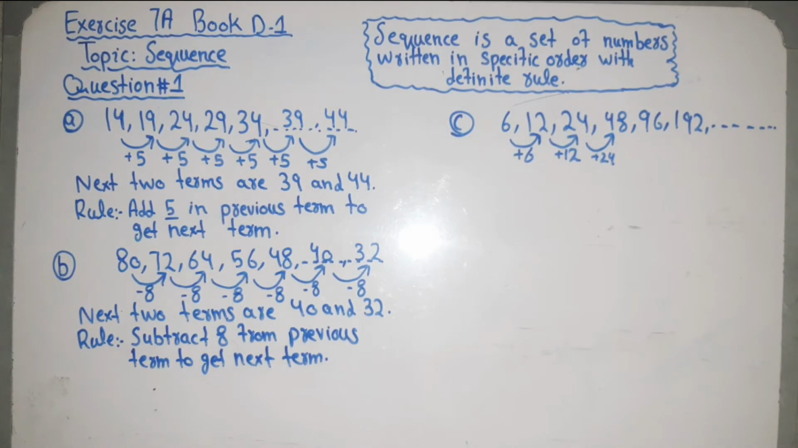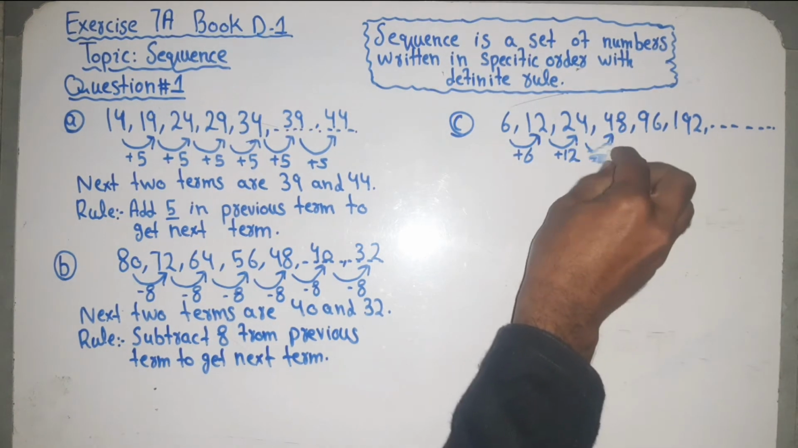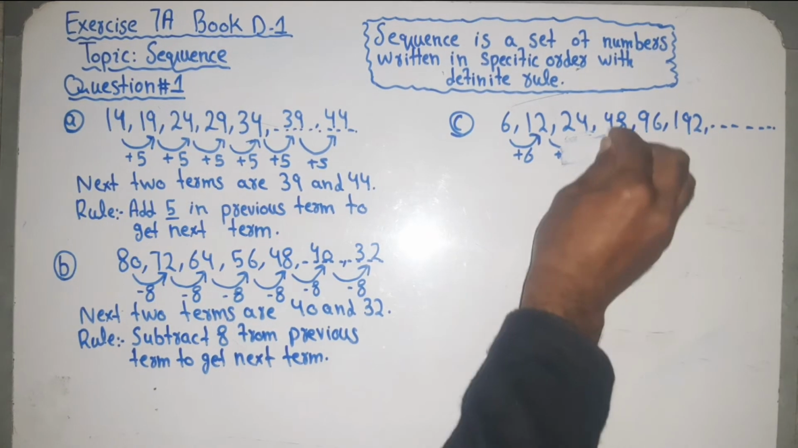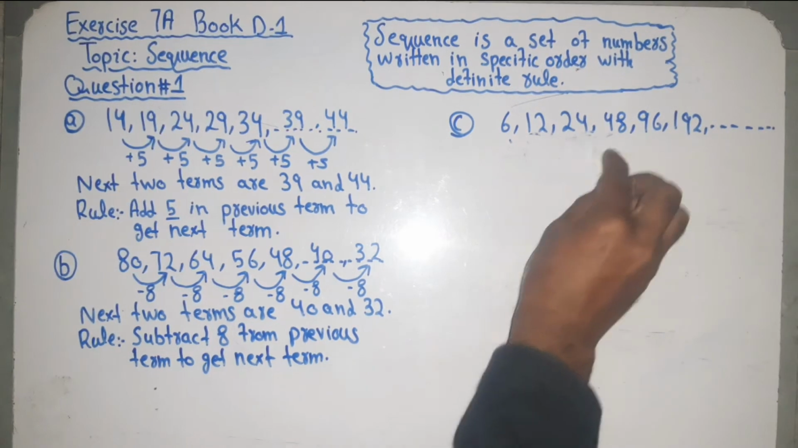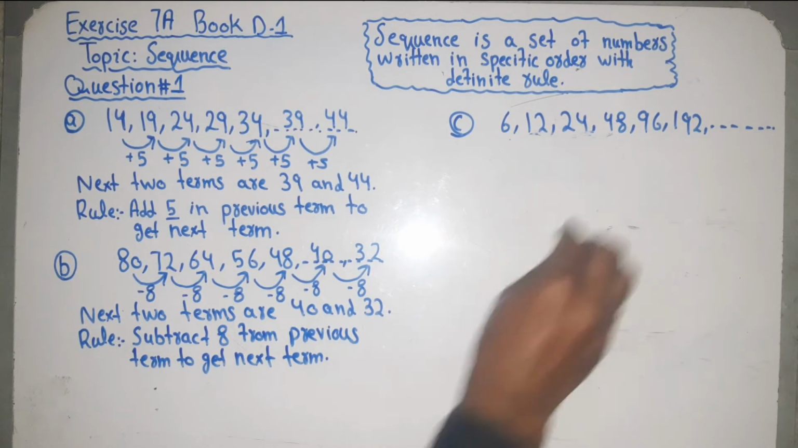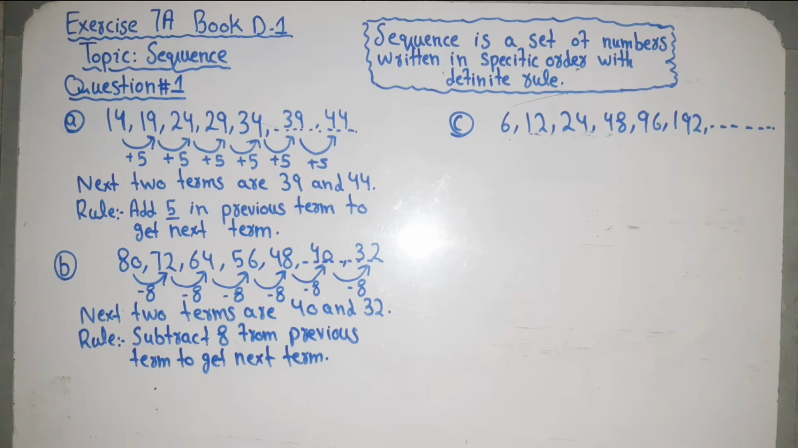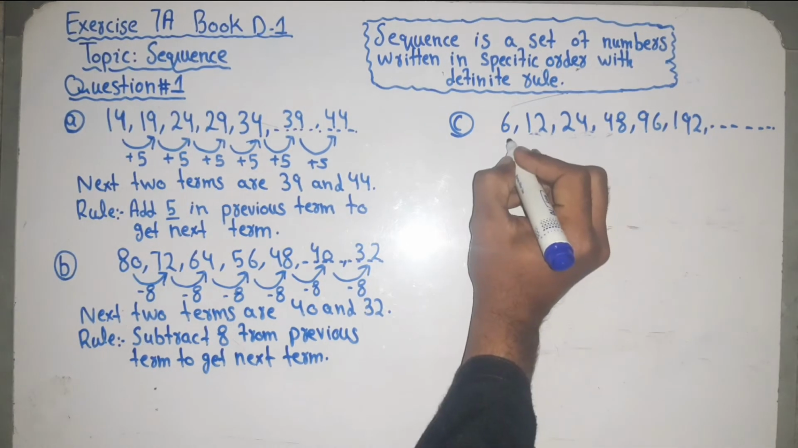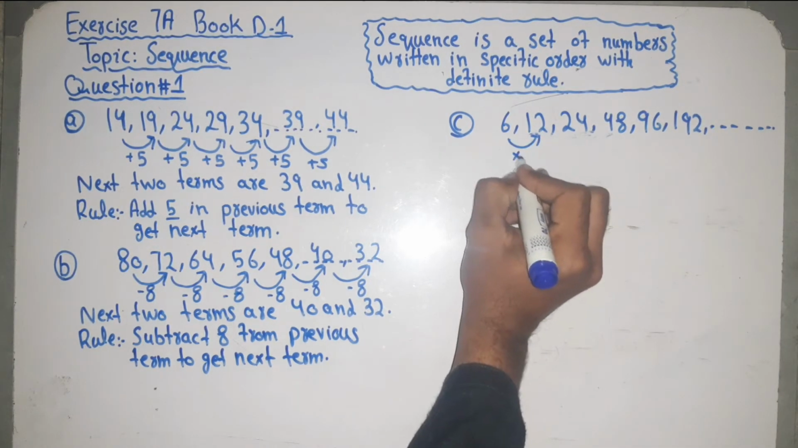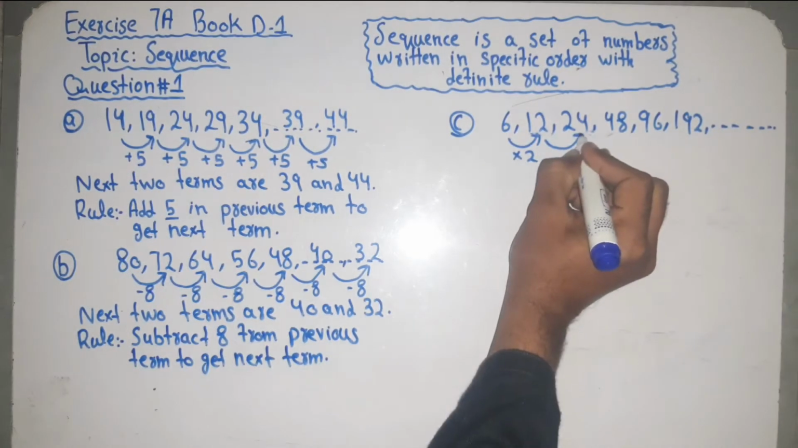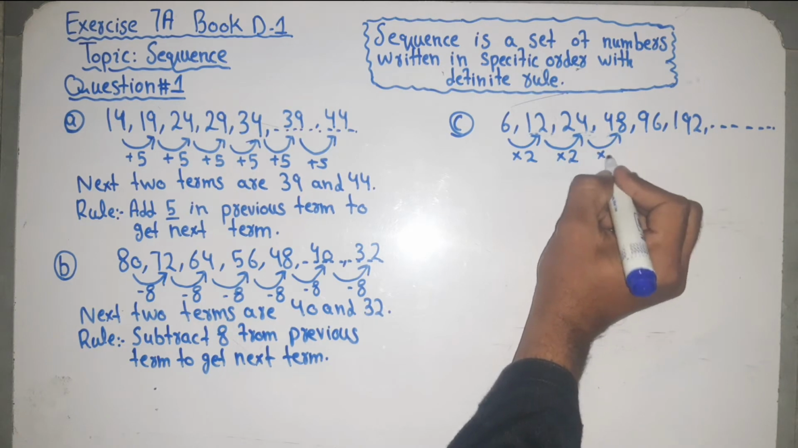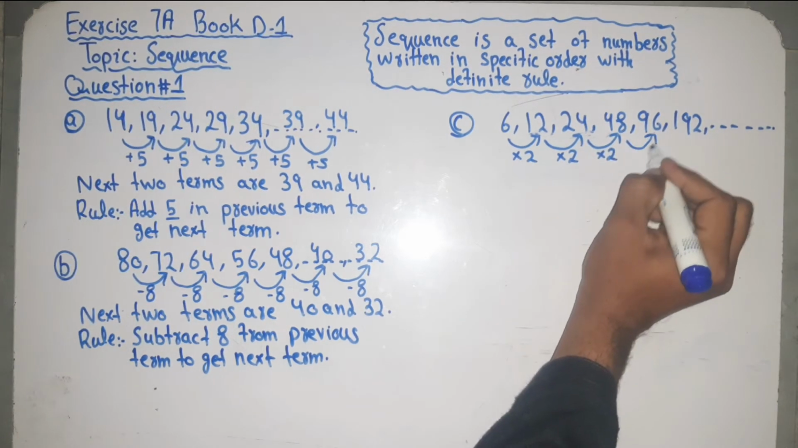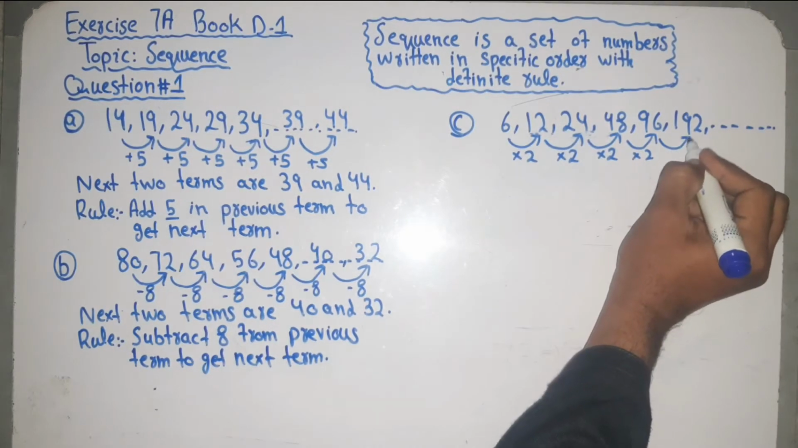Now we have to check whether the multiplication order is being followed or not. If we have the first term 6, how can we get 12? If we multiply 6 with 2, 6 2s are 12. Similarly, if we multiply 12 with 2, we'll get 24. And if we multiply 24 with 2, we'll get 48. And then multiply by 2, and so on.